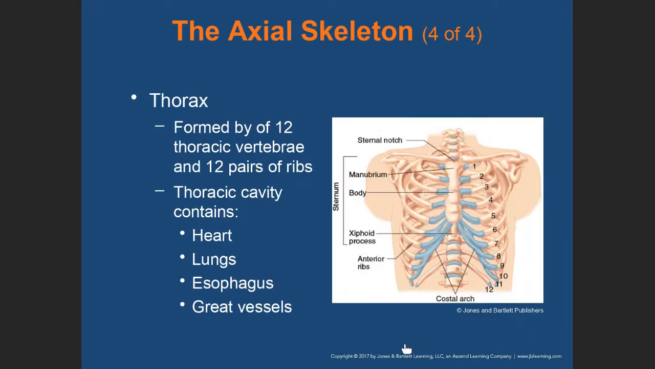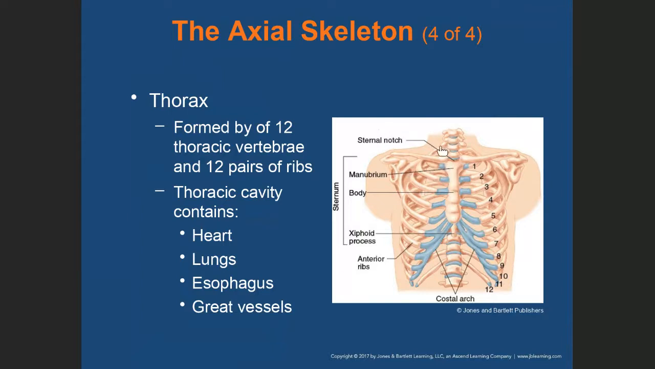All right, now the thorax. The thorax is formed by 12 thoracic vertebrae and 12 pairs of ribs. The thoracic cavity, which is a space within the chest region, contains the heart, the lungs, the esophagus, and great vessels.